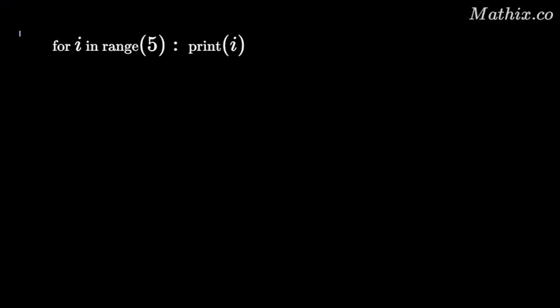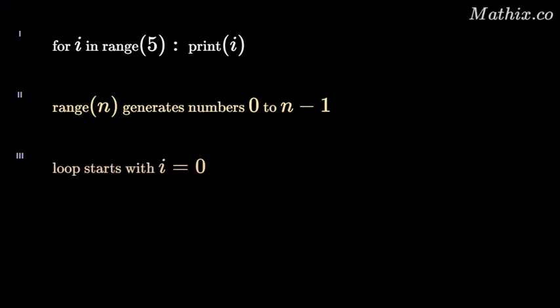The problem is to print numbers from 0 to 4 using a Python loop. The range function generates numbers starting from 0 up to but not including the given number. The loop begins with the variable I set to 0. The first action inside the loop is to print the current value of I, which is 0.